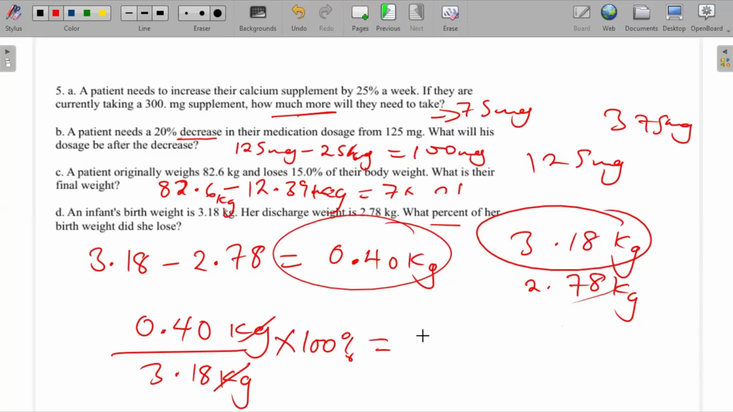The correct number of significant figures. 12.6. 12.6 percent. Okay, thank you so much. That's what we have in there.